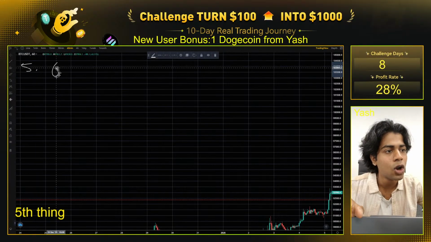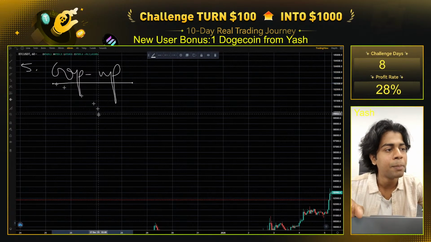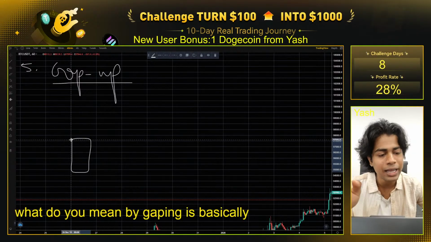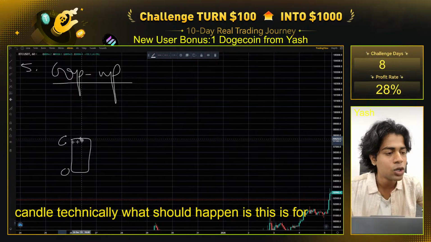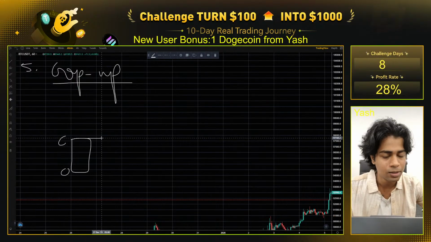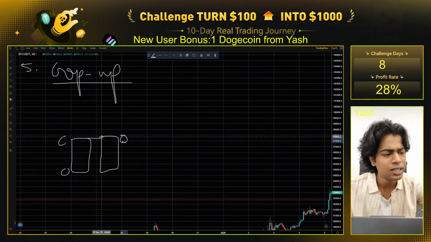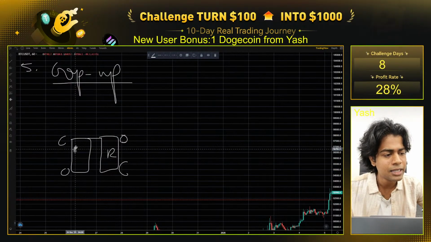Fifth thing, it is called gap up. Gap up opening. What do you mean by gap up opening? Gap up opening is basically, if there is one candle, technically what should happen is, this is, for example, the open, this is the close, and the next candle should open at the same price as this close. This is a red candle, this is a green candle.